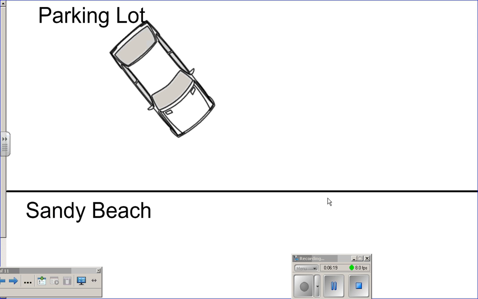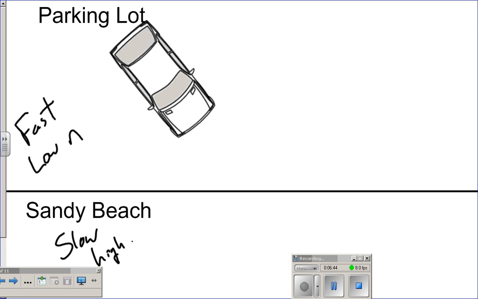So what's going to happen is our car is going to drive from a parking lot to a sandy beach. And the idea is it's pretty easy for a car to drive on a parking lot. So this would be a medium in which our object is able to travel fast. It would be analogous to a very low index of refraction, okay, because our object is able to go fast through it. Now a sandy beach, the car is going to go slower on a sandy beach. So that would be like having a high index of refraction.